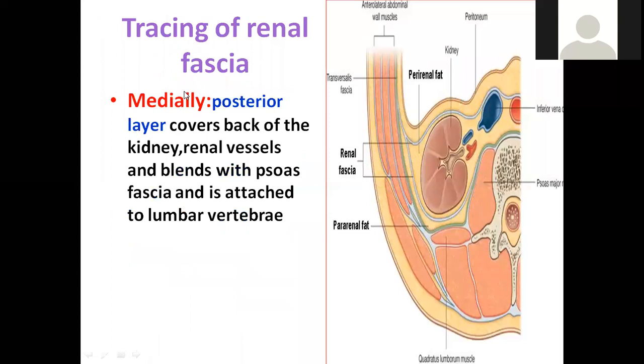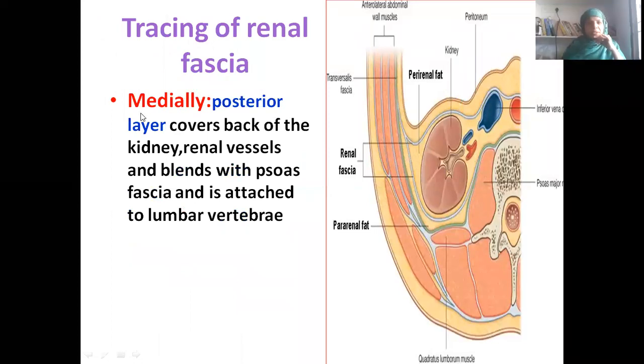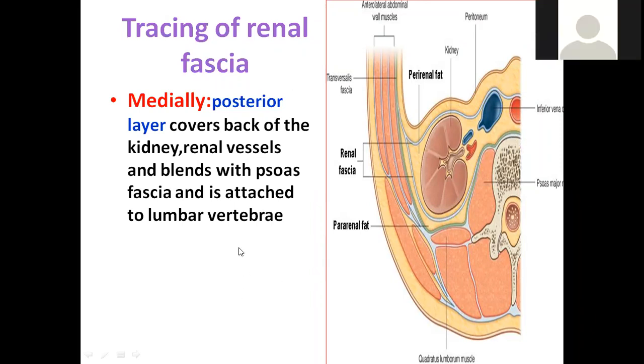Okay, that is the tracing of renal fascia. As you already told me, this was our anterior layer and this is our posterior layer. I told you before projecting the slides so that you have to use your brain. The posterior layer covers the back of the kidney and goes back to the renal vessels. It is blending with the fascia covering the psoas. Then it is becoming continuous. It is attached to the lumbar vertebra, isn't it? Yes. This part you should be very thorough with, but the rest you will easily understand.